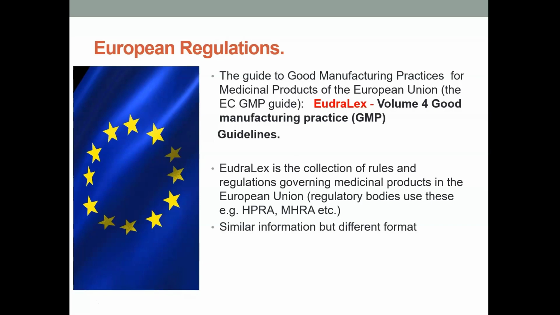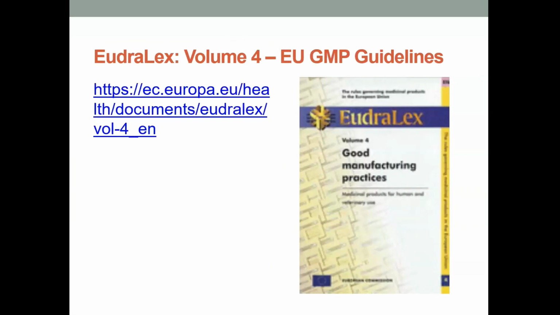There's similar information to the US regulations, but they're in a different format, and occasionally there are differences between the requirements for both. EudraLex consists of 10 volumes. If you want to click on this link here, you can get to the EudraLex website and you can have a look through how they're organized and what kind of content is in them. So I'd highly recommend you doing that. There will be a link in your appendix section also for that.